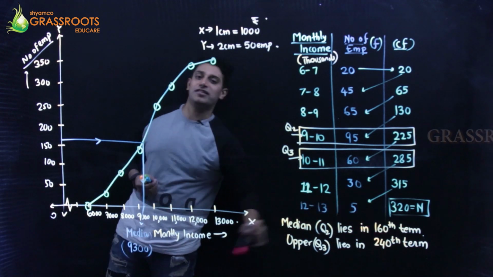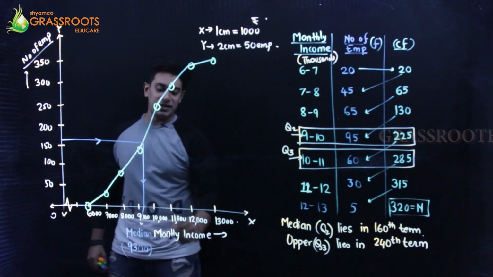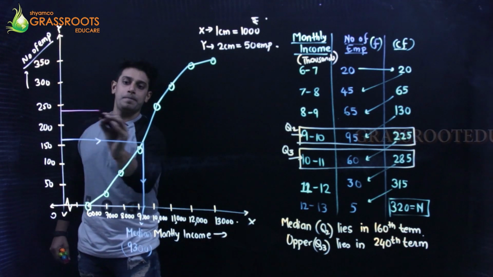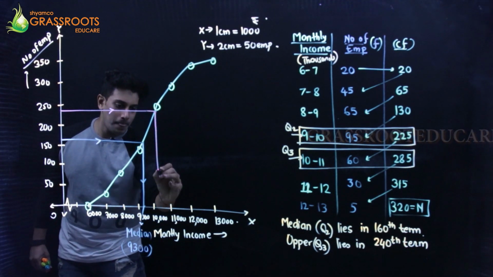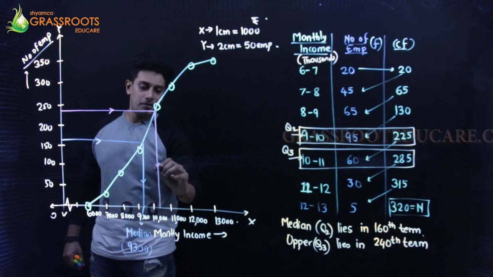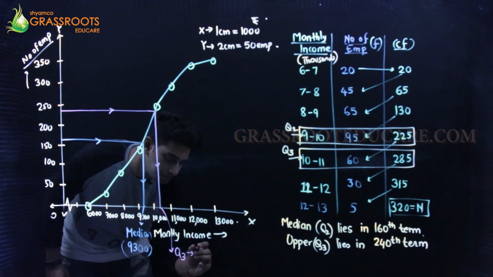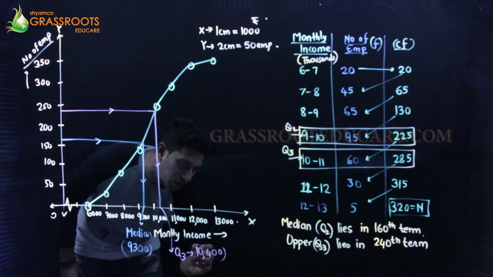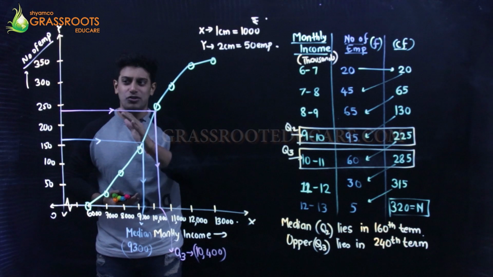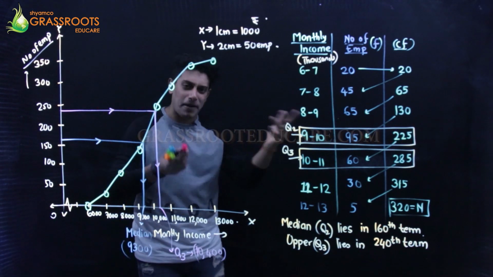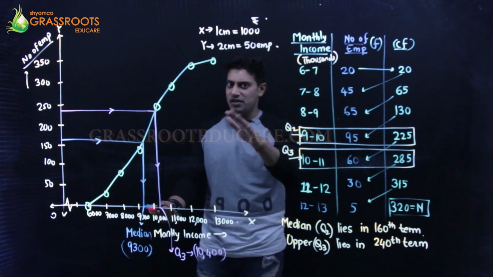Second plot is going to be Q3. Q3 lies in the 240th term. 240, trace it down. The answer should be between 10 and 11. From here, drop it down. Somewhere approximately 10,400. Look, I may be a bit wrong at the calculation, but my aim is to teach you how to solve what is exactly on the graph. You have to plot this on the graph paper. You have perfect analysis because you're doing it on the graph.